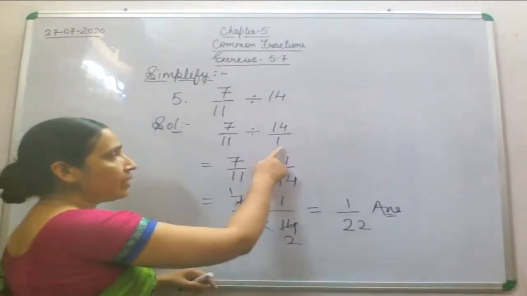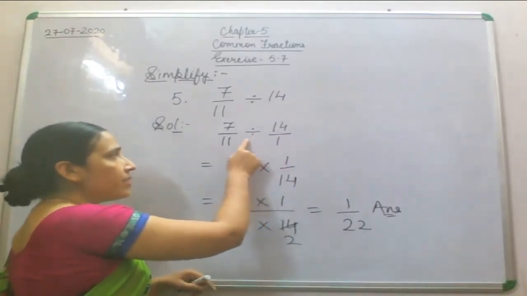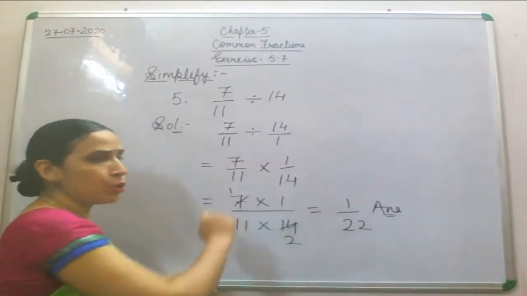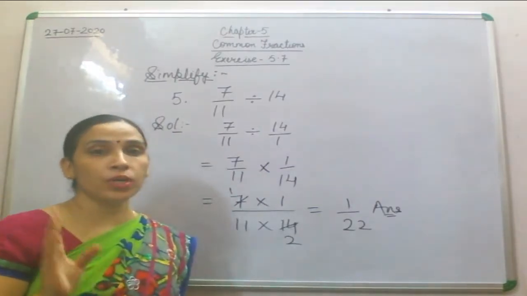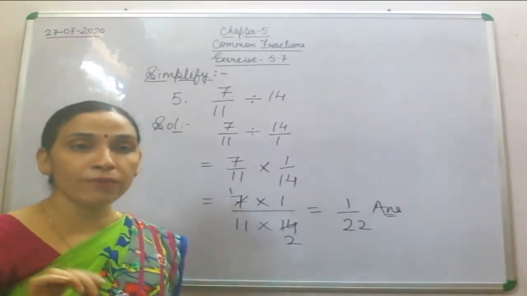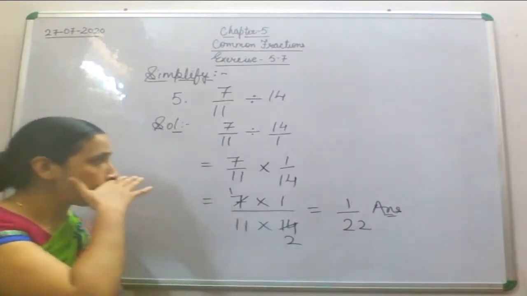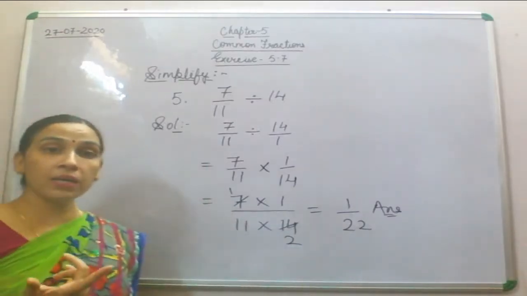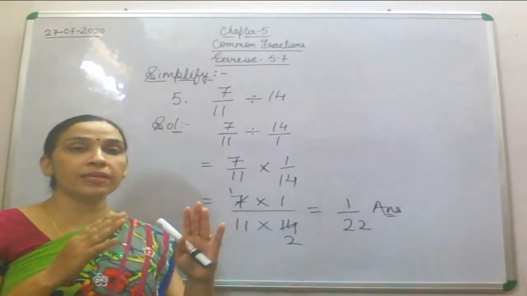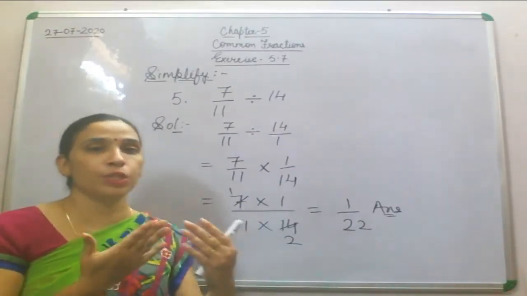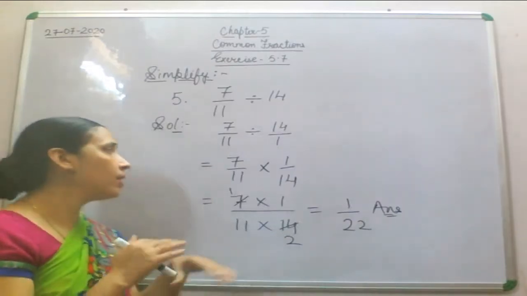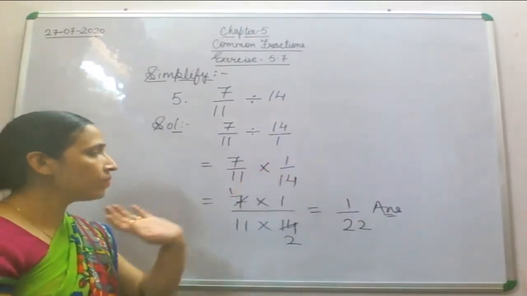So after writing 1, now this division symbol must be changed into multiplication. So what will it become? It will become 1 by 14. Fine? Why will it become 1 by 14? Because the numerator will become the denominator and the denominator will become the numerator. Reciprocal will be there. So that will become 1 by 14.